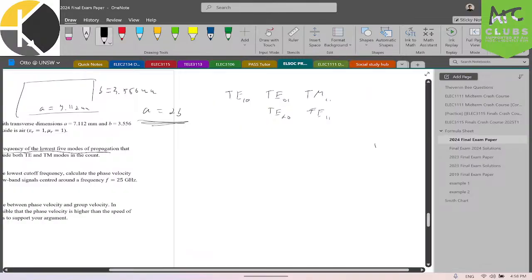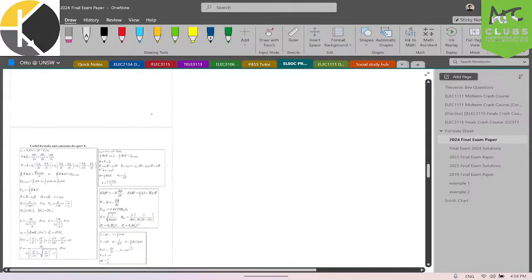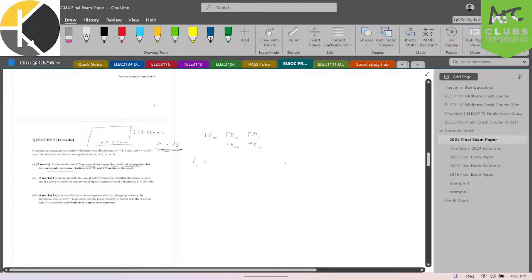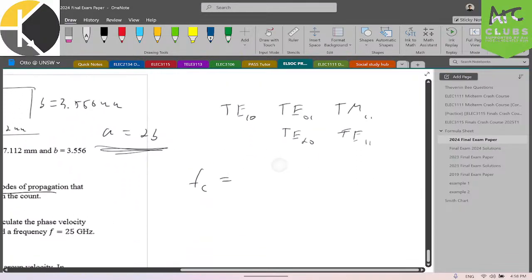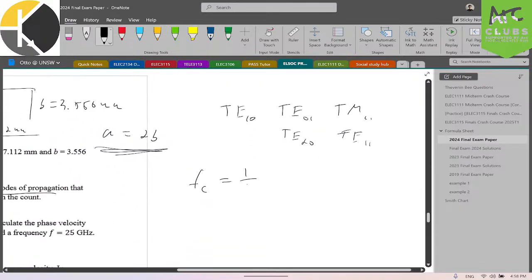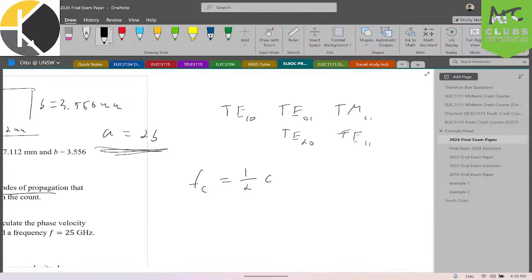Formula for cutoff frequency, which we are given, I think, in the formula sheet. Is there a formula sheet? Oh, in the past paper there wasn't a formula sheet. But it's fairly easy to remember. It is written like this: 1/2 C, or VP, C on square root of epsilon R mu R. But here they are 1, so I am just going to ignore them. Times square root of M over A squared plus N over B squared.